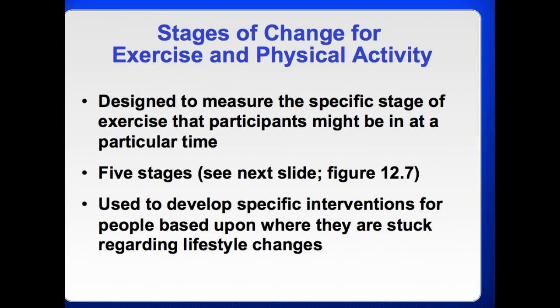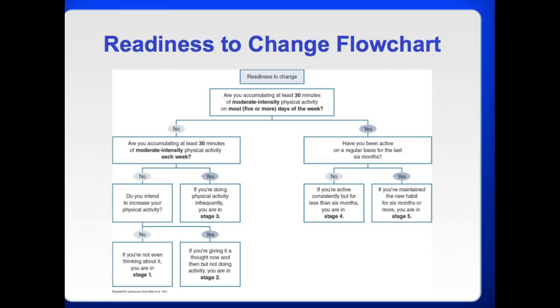Stages of change for exercise and physical activity is designed to measure the specific stage of exercise that participants might be in at a particular time. There are five stages, and they're used to develop specific interventions for people based upon where they are stuck regarding lifestyle changes. And here's your readiness to change flowchart. You can look that over a second.